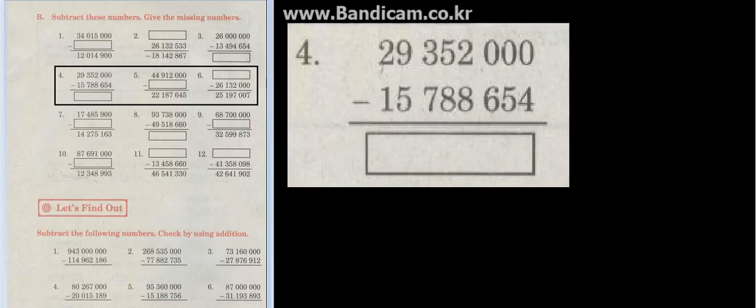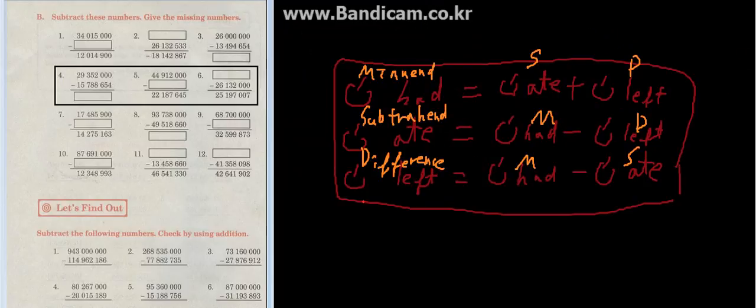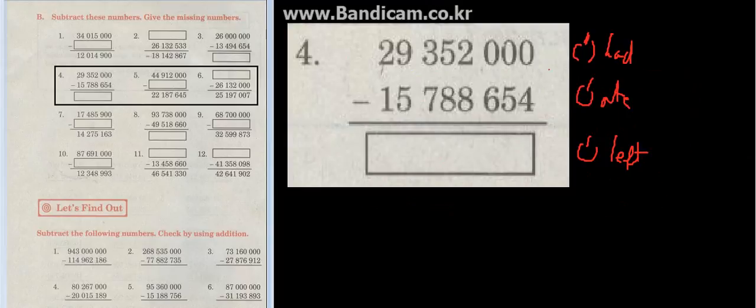So let's go down. This is solving the apple that is left from the apple you had. The apple you had, and the apple that you ate, and this is the apple that's left. And to know the apple that is left, you should subtract the apple you ate from the apple you had. So let's just do it.